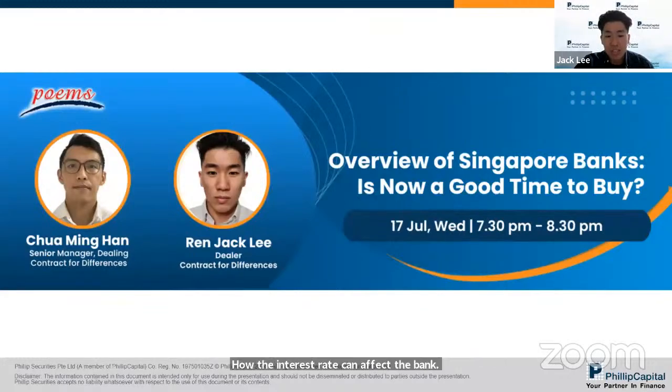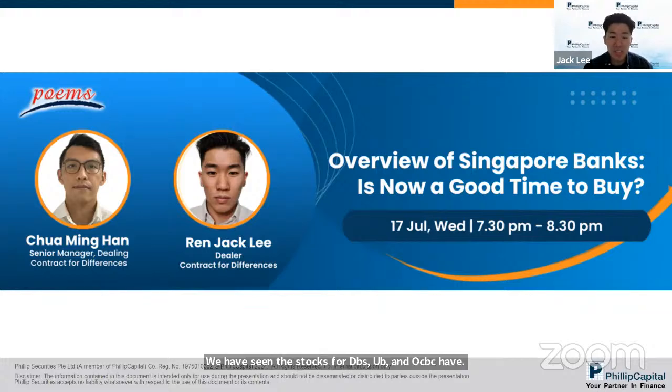So right now, the US is expected to cut the rate around 1 to 2 times, which is good news for Singapore banks in the short term. But in the long term, it might not favor the banks as it will affect their profitability. We have seen the stock prices for DBS, UOB, and OCBC go up 30% or more this year. One of the reasons is the high interest rate environment, which has increased the Singapore banks' profitability. So later I will show you the financial ratios for the banks.